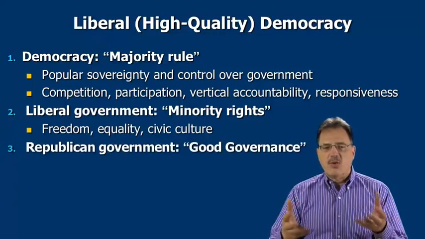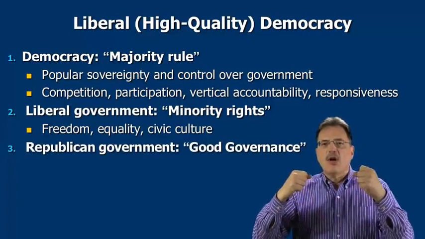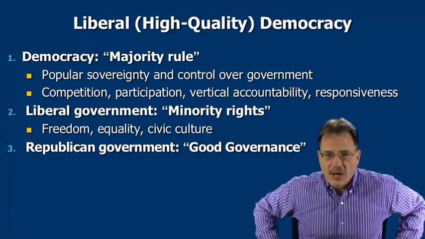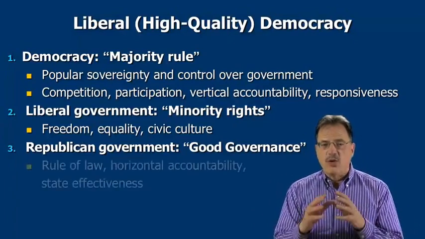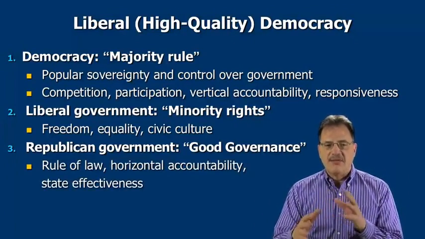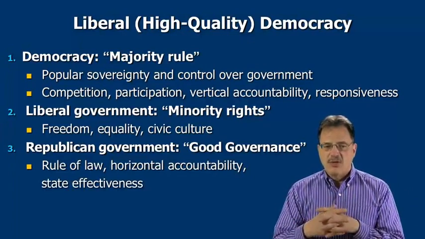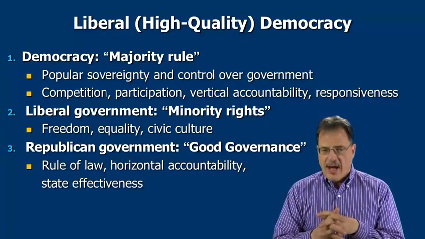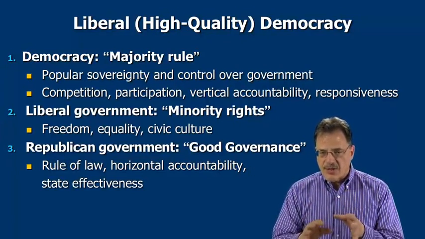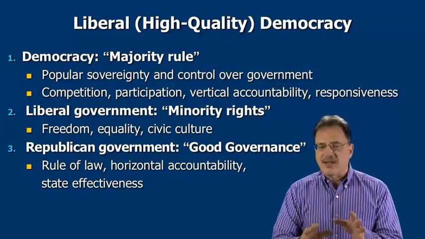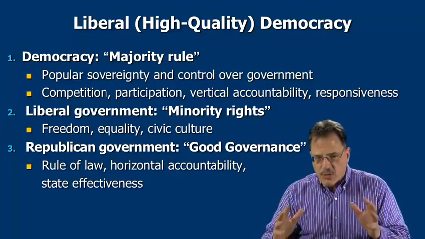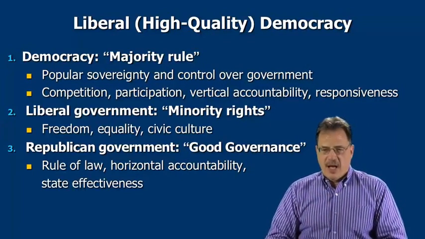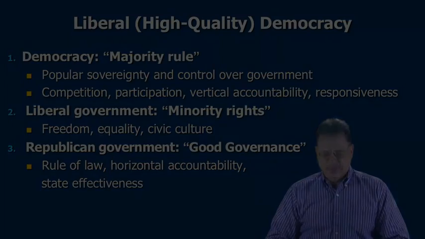And the third is republican government in the sense of good governance, responsible governance, broad-based entrenchment of the rule of law, and the ability of different agencies of government to restrain the abuse of power and hold one another accountable. So having a law-based state, an accountable state, and an effective state all come under the rubric of good or republican government. Now let's look at these different elements one by one.